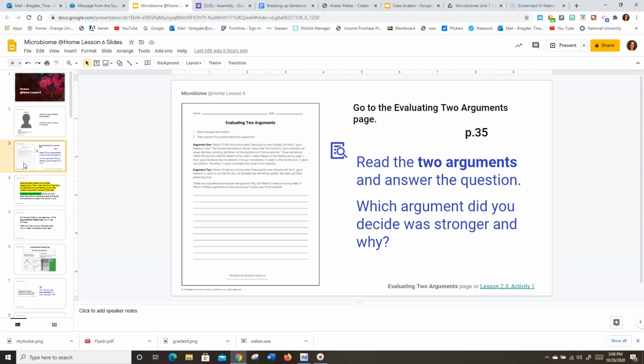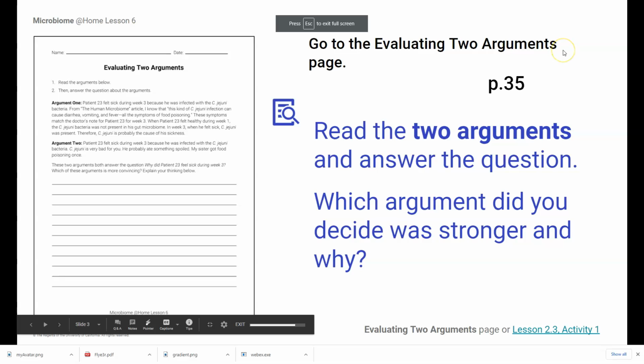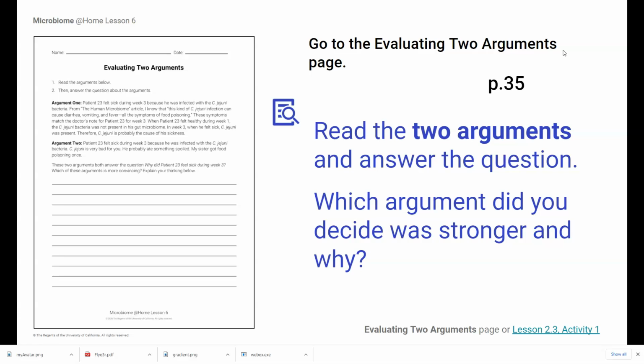So we're going to read about 2 arguments about what they think happened to Bob. And you're going to tell me which argument is better and why. And we're going to learn some vocabulary that goes along with these arguments. So you're going to turn to page 35. I'm going to make this bigger, but it is on page 35 of your microbiomes book. So if you look at the book, you can see there's argument 1 and argument 2. I'm going to read it to you, but you feel free to just go ahead and fast forward and read this yourself if you'd like.